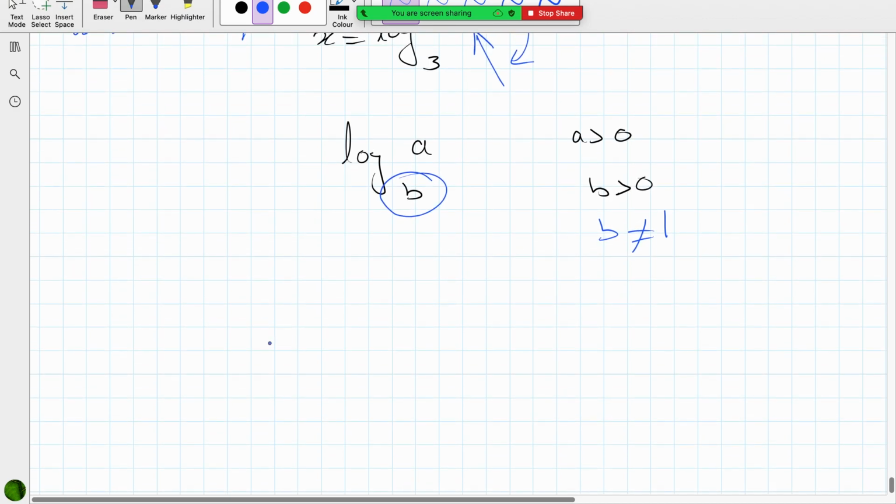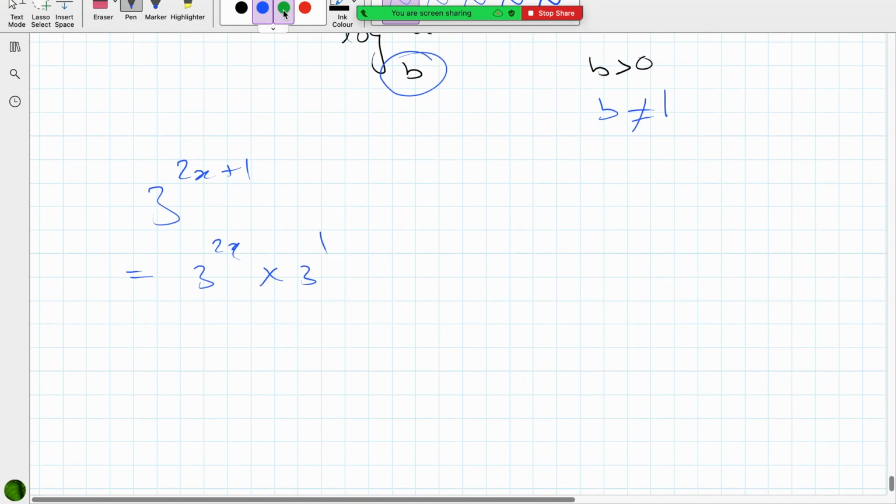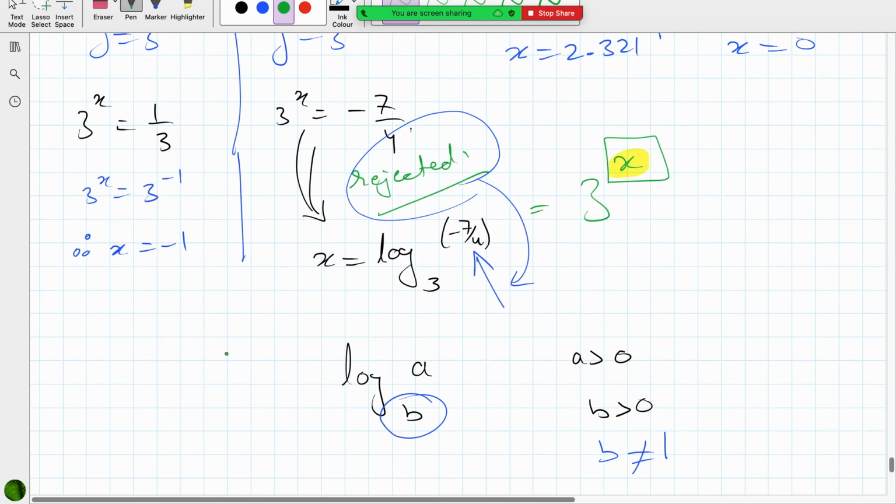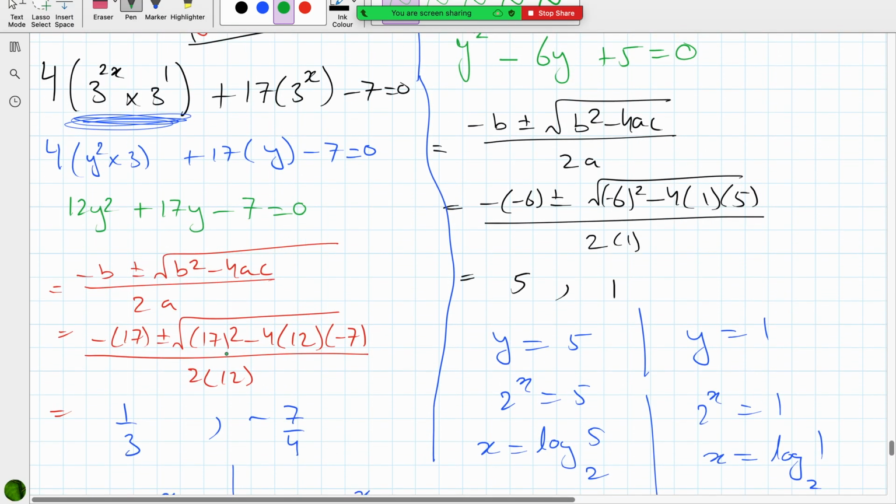3 raised to 2x plus 1. Let's do it quickly. We can write this as 3 raised to 2x into 3 raised to 1. Base is the same, powers add, reverse of this. Then I can write 3 raised to x squared into 3 raised to power 1. 3 raised to x was y. So this is 3y squared. This is how we got this 3y squared.